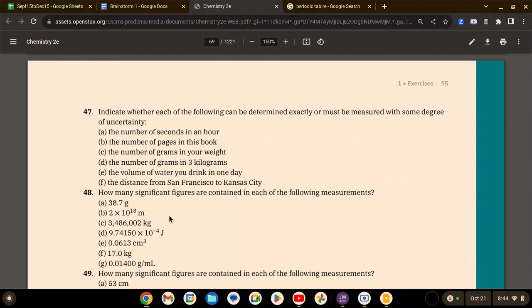The volume of water you drink in one day. That would be inexact because temperature affects volume. So like holding the cup, you'll add some of your temperature in there. So you can't possibly know exactly what volume it is. The distance from San Francisco to Kansas City will also be inexact. You'll have some uncertainty because you'll use some sort of scale to measure it.